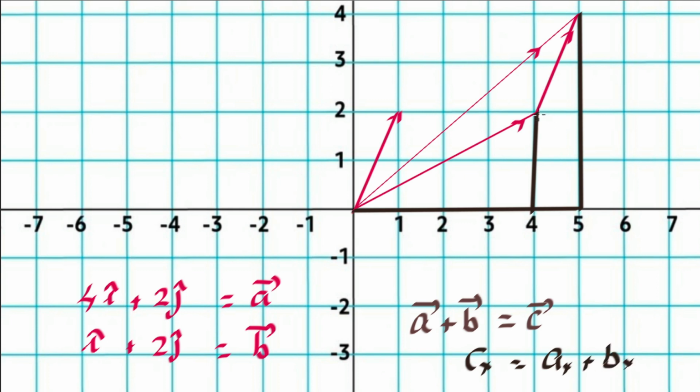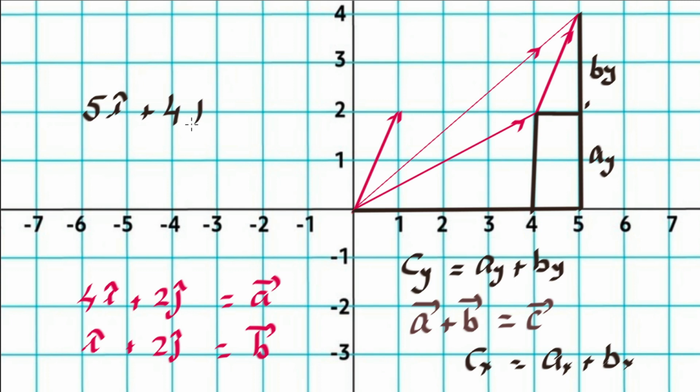And likewise, if I draw this line here, you can see this is the y component of A and this is the y component of B, and so the y component of C is Ay plus By. In other words, when I want to add the two vectors, simply add the x components separately. 4 plus 1, 5 i cap, plus 2, 4 j cap. That is my vector C. Check it out. 5 i cap plus 4 j cap, and that is our vector C.